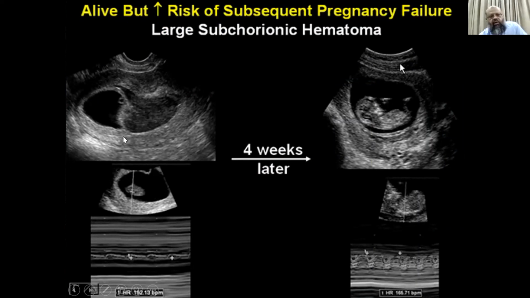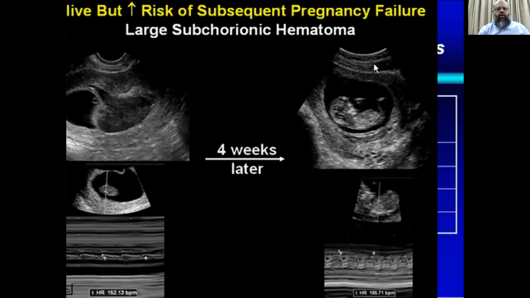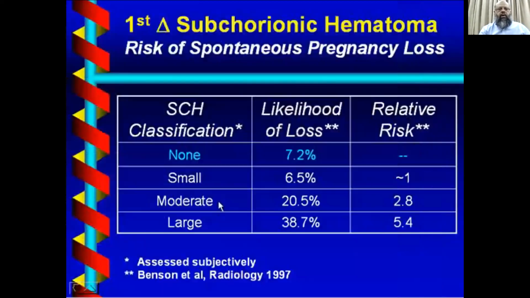Here the embryo was very small and now the embryo is growing. So it shows survival in this case, but we can have an increased risk of failure if we have a large hematoma. With subchorionic hematomas, there is a risk of spontaneous pregnancy loss. We have the classification.